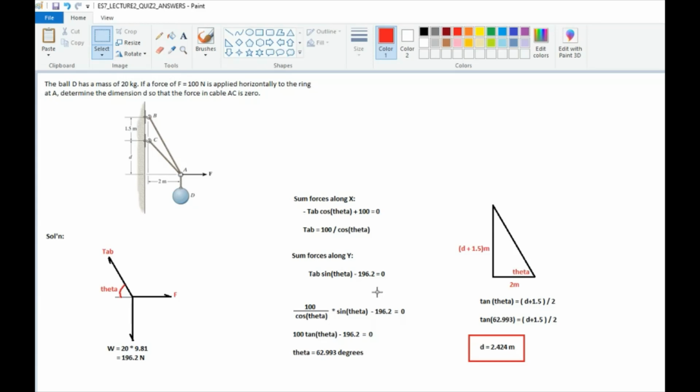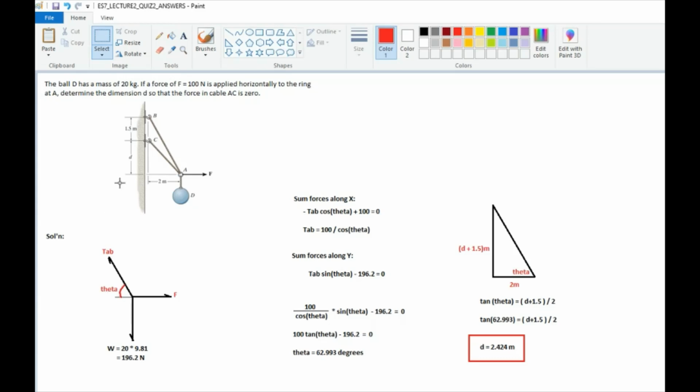Now, substituting this dito, okay? So, yung TAB na 100 over cosine theta, ipalit natin dito sa TAB sa baba. Now, our equation will now be 100 over cosine theta times sine theta minus 196.2 equals 0. So, alam naman natin na yung sine over cosine ay tangent. Kaya, naging 100 tangent theta minus 196.2 equals 0. Solving for theta, you get 62.993 degrees.